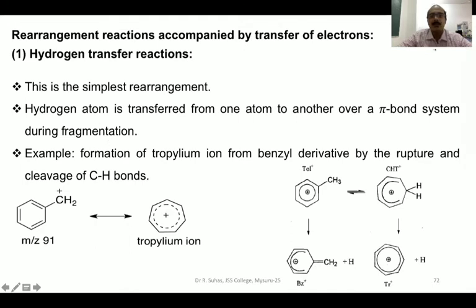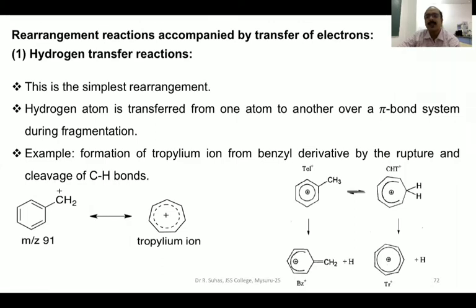Now we will be going for the rearrangement reactions accompanied by transfer of electrons. This is what we have to study now. Under that, there are two categories. The first one is hydrogen transfer reaction. The name itself is telling the hydrogen will be transferred from one place to another place, or from one atom to another atom. As a result of that, this is considered as the simplest rearrangement that takes place in mass spectrometry. Usually, a hydrogen atom is transferred from one atom to another atom over a pi framework.